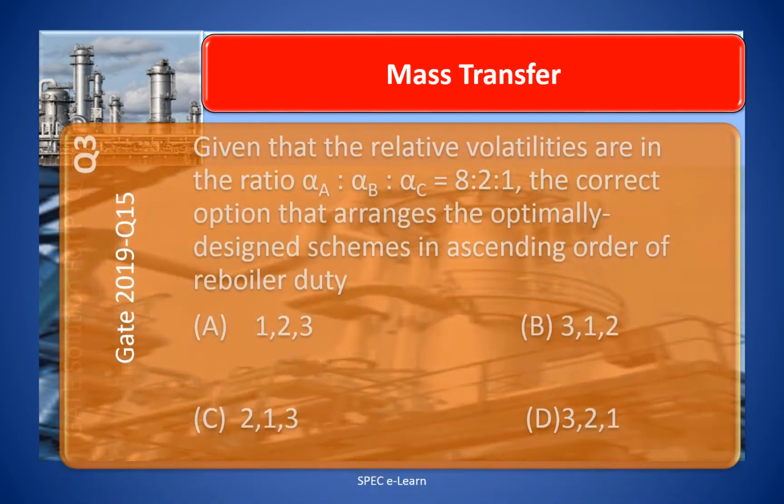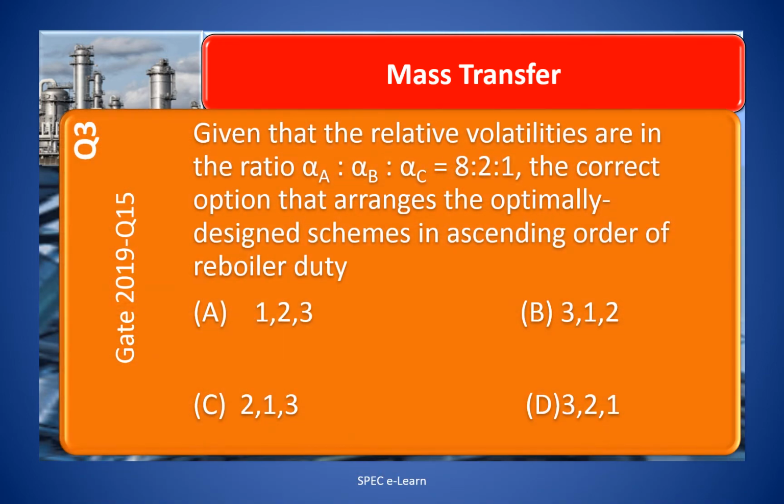Given that the relative volatilities are in the ratio alpha A is to alpha B is to alpha C equals 8 is to 2 is to 1, the correct option that arranges the optimally designed schemes in the ascending order of reboiler duty are option A 1, 2, 3, option B 3, 1, 2, option C 2, 1, 3, and option D 3, 2, 1.